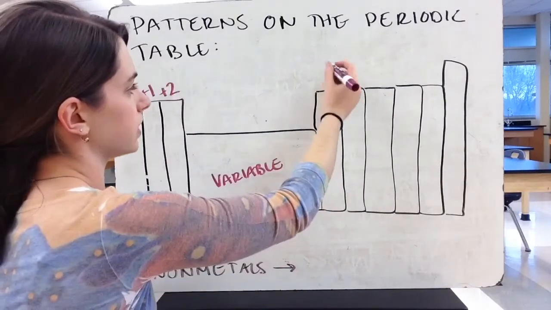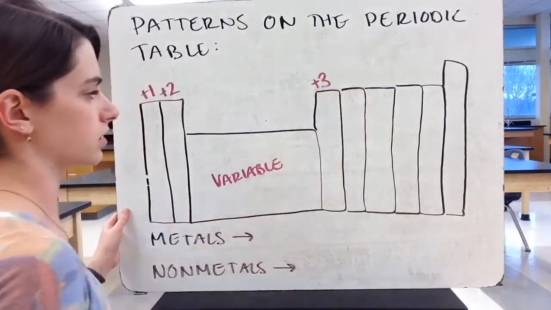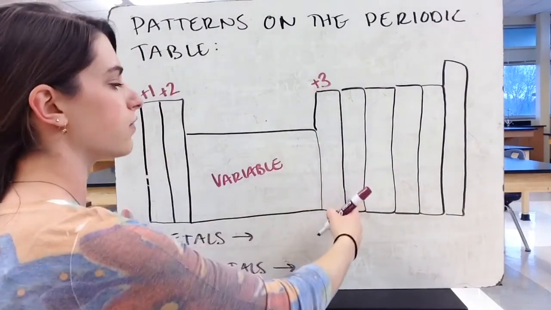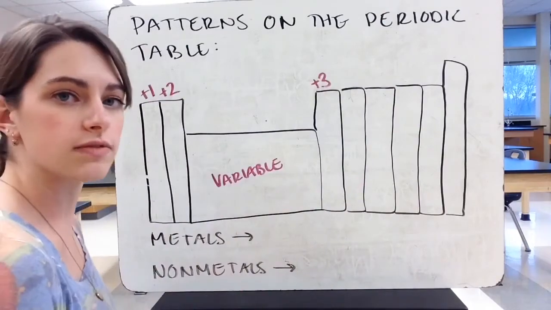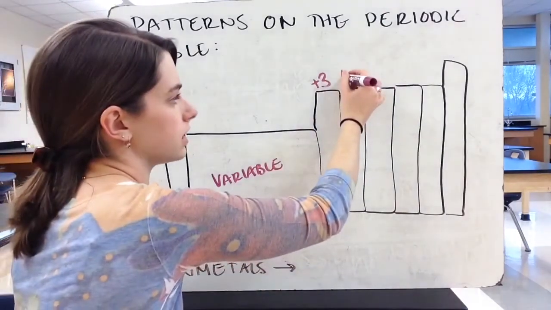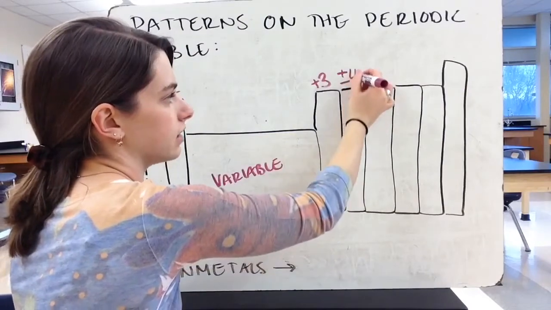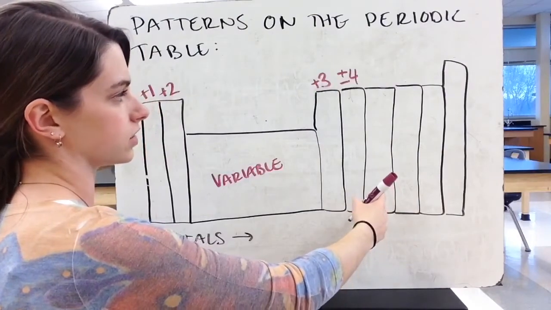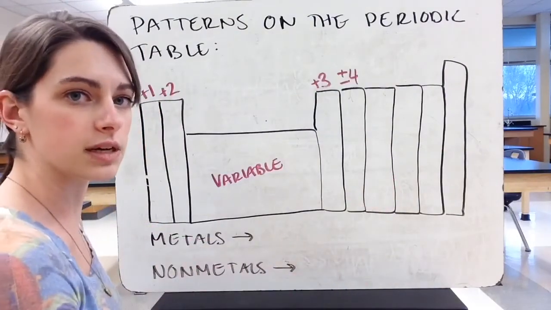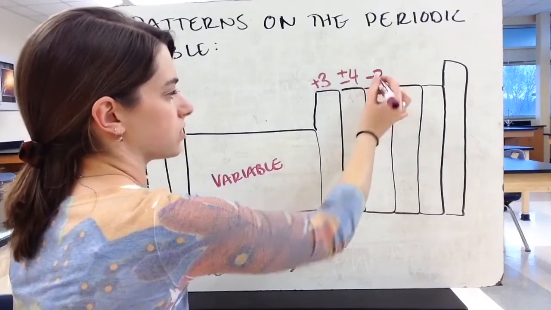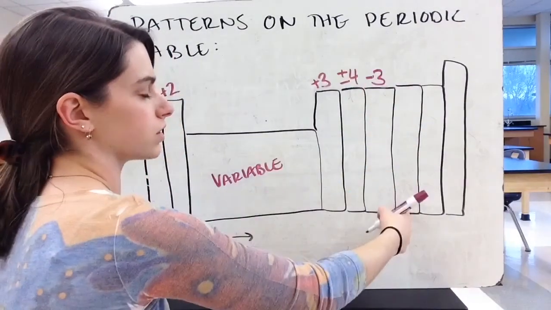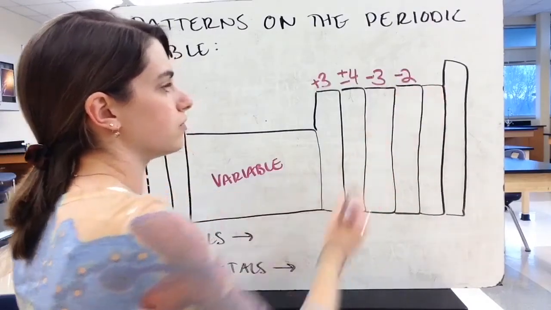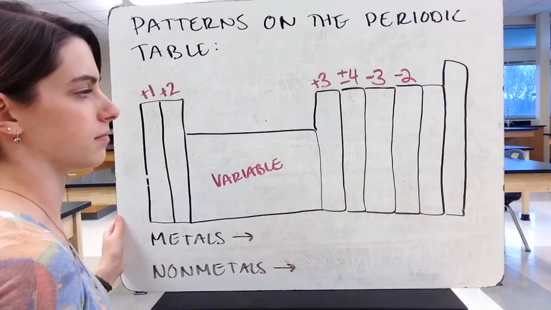So group 3 over here has 3 valence electrons, so it's going to lose its 3 electrons to become a +3 charge. Now the fourth group is right in the middle. It has 4 valence electrons, so it can either lose its 4 or it can gain its 4 electrons. In the fifth group, we have 5 valence electrons, so we only need to gain 3 more to reach 8, so it's going to be a -3 charge. This group has 6 valence electrons, so it needs to gain 2 more to reach its octet, so it's going to be a -2 charge.